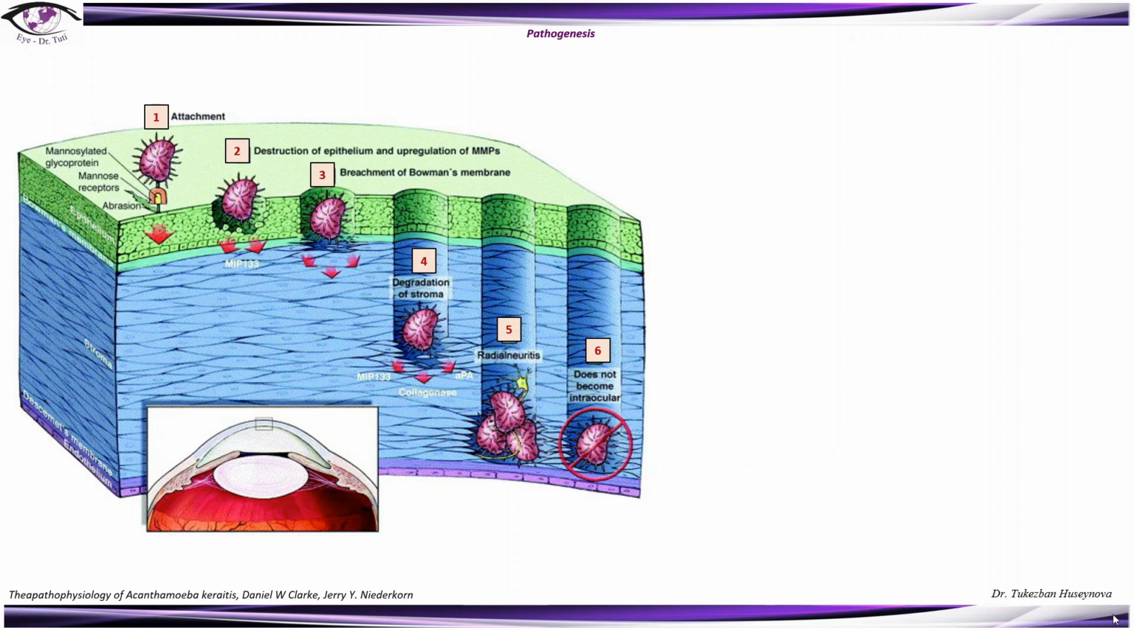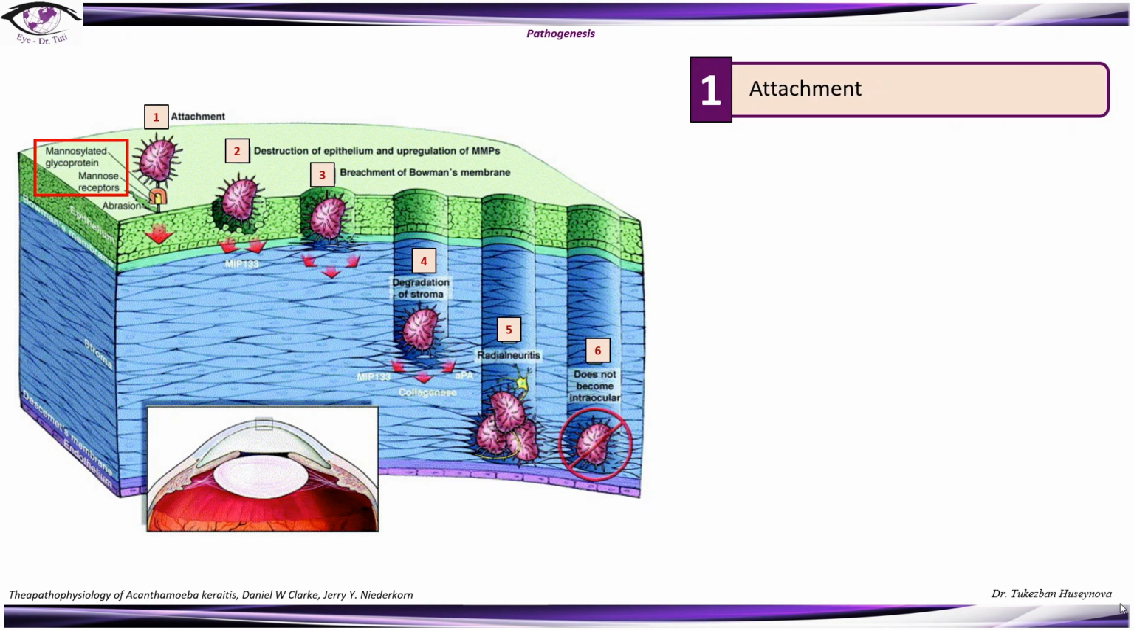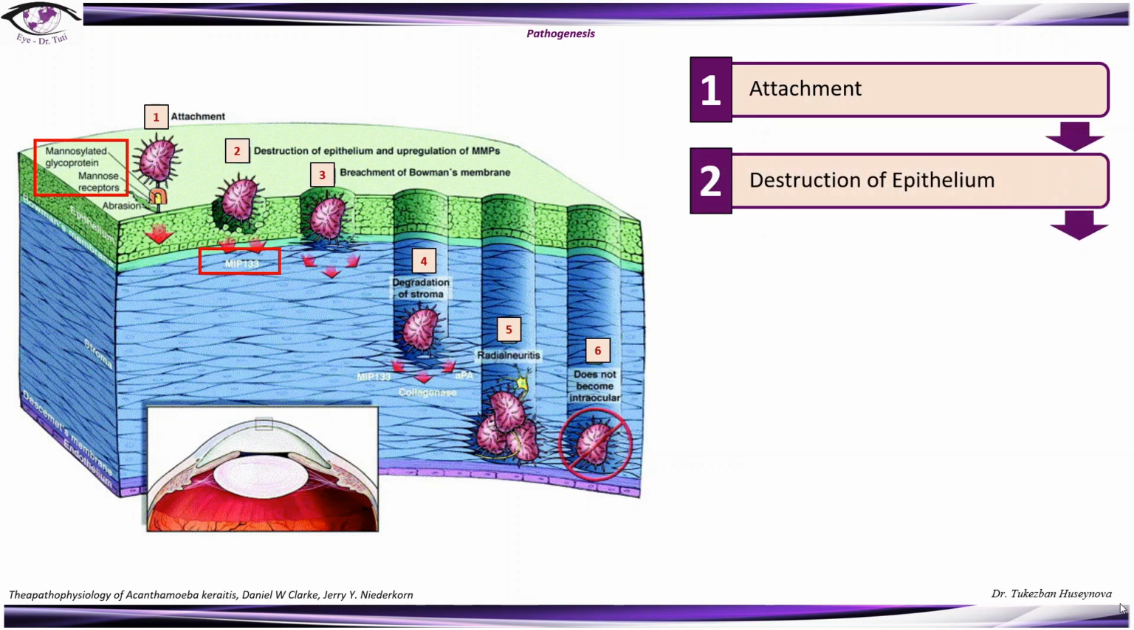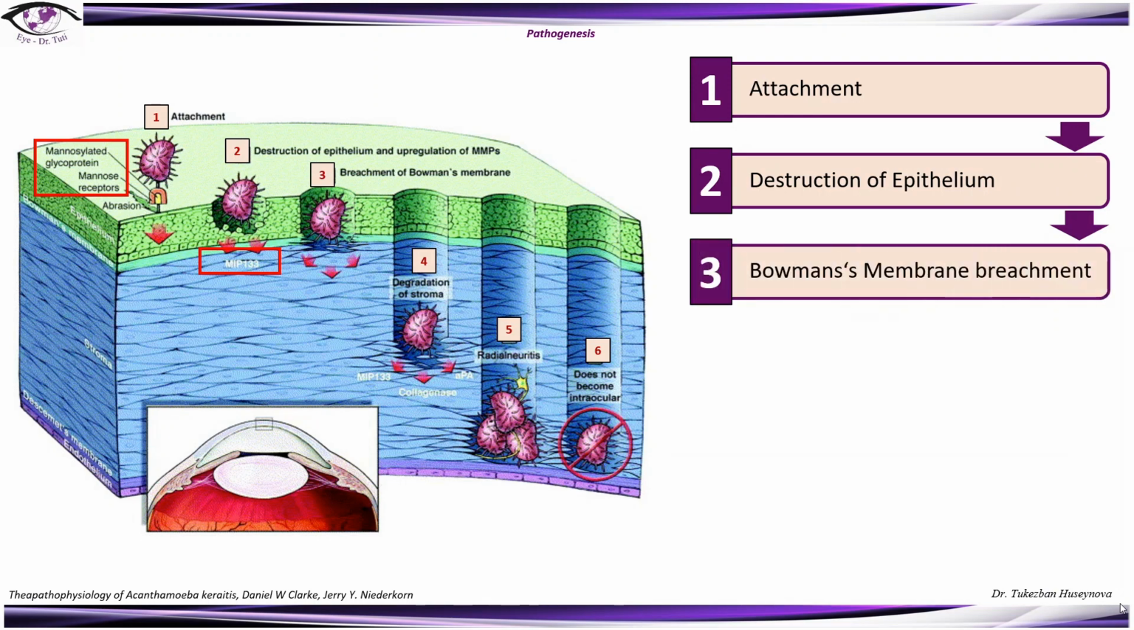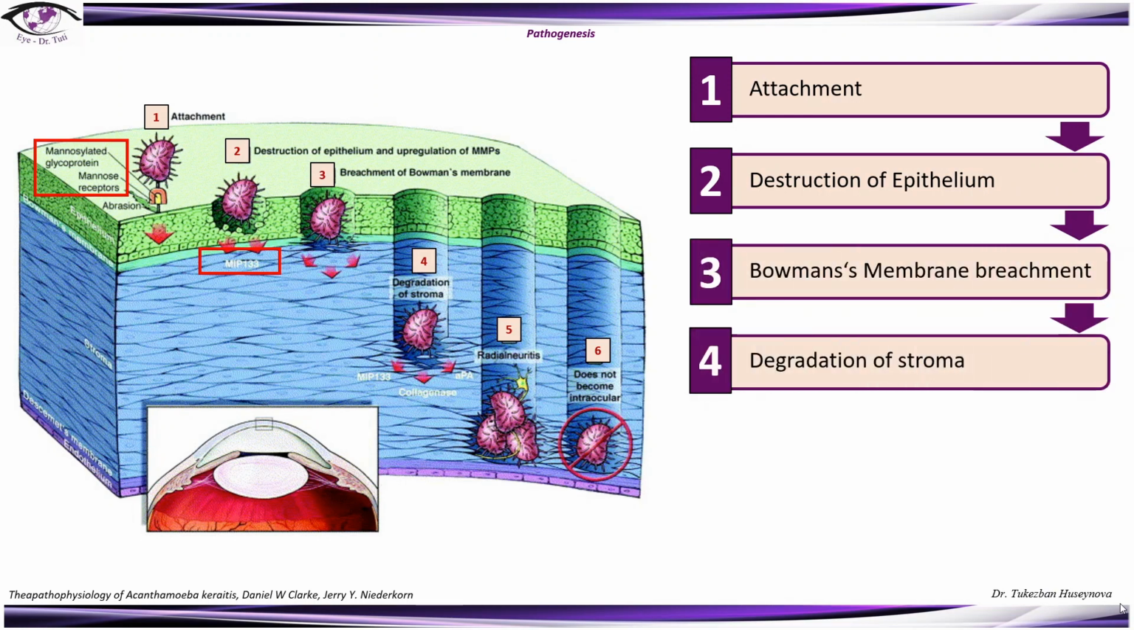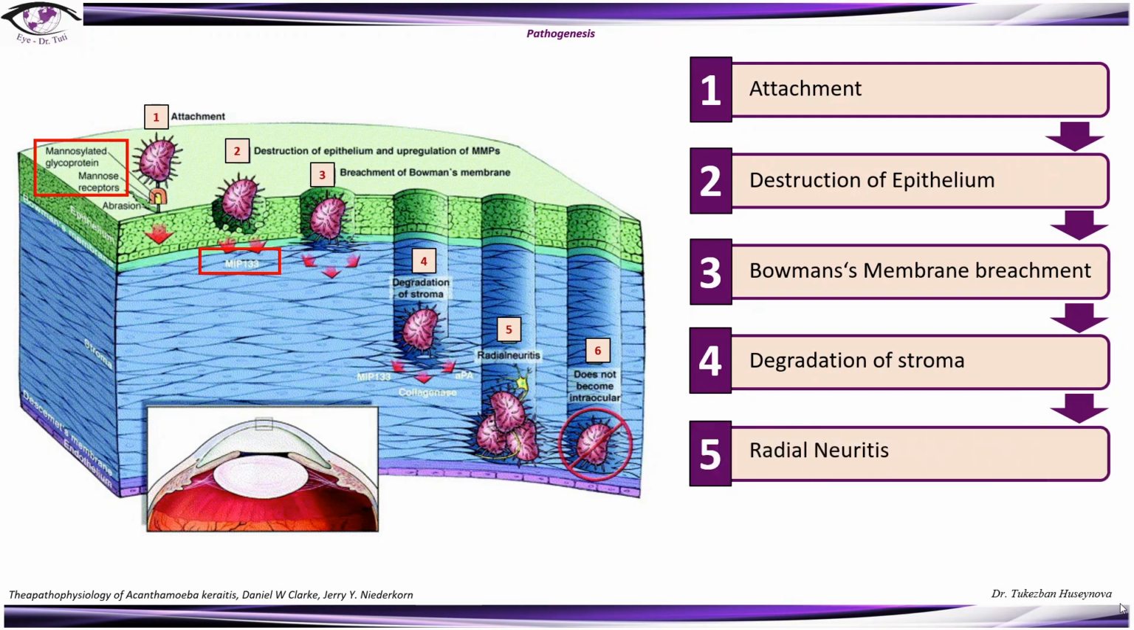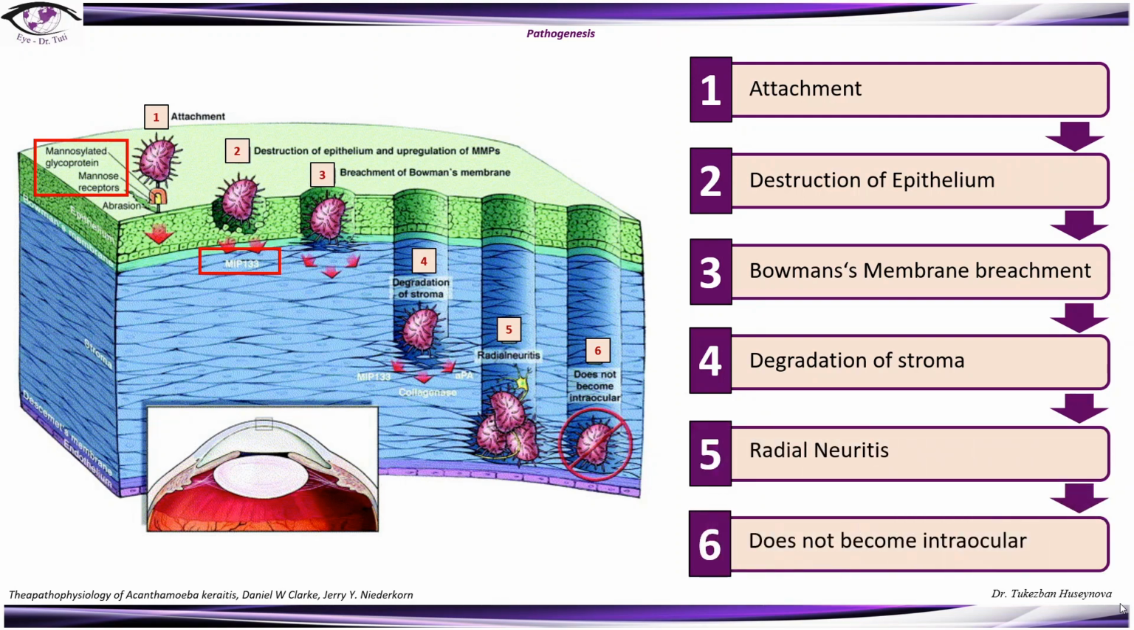Let's continue the pathogenesis of this disease in the corneal tissue. The mechanism starts with initial attachment of the amoeba, which is facilitated by its expression of a mannose binding protein, which binds to a corneal epithelial cell's mannosylated glycoprotein. And once bound, Acanthamoeba expresses proteases such as MIP-133, which degrade both corneal epithelium and corneal stroma, promoting invasion and ulceration. In the corneal stroma, the organism continues to proliferate and cause radial neuritis. But what we have to know is that it does not become intraocular.